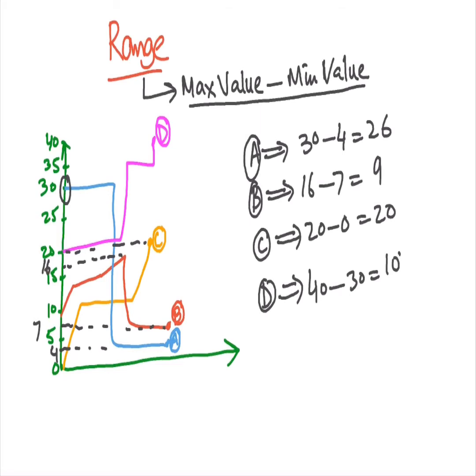Okay, now we can compare which has the maximum range. The maximum range is A, that is 26. So this is the maximum range. And the minimum range is B, which is 9. If they ask you which has range 20, which has range 10, they can ask you in any way. So you have to understand the range concept properly. The range means maximum take away minimum. And so this is the minimum range.